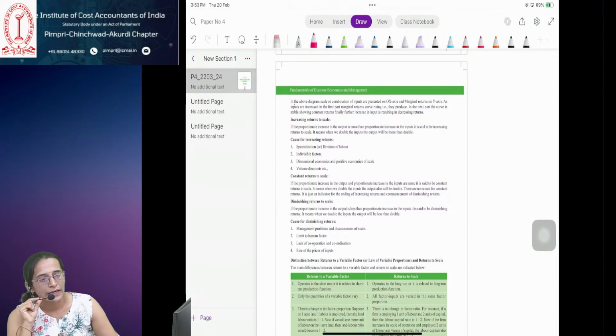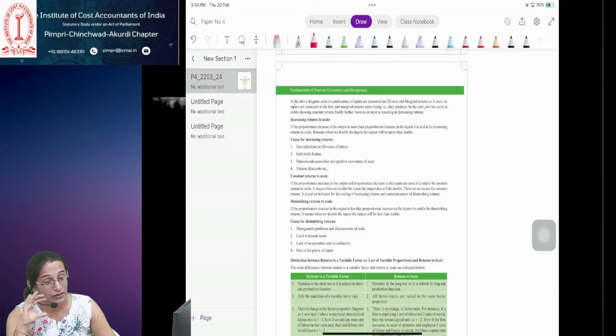Your name is Piyush, right? Piyush, tell me what are increasing returns to scale, constant returns to scale, and diminishing returns to scale? We discussed now. I have not read the theory, but we have discussed it. If the input is doubled, what impact will it bring on output? More than double, right? And in constant, if the input increases by double, what will happen to the output?